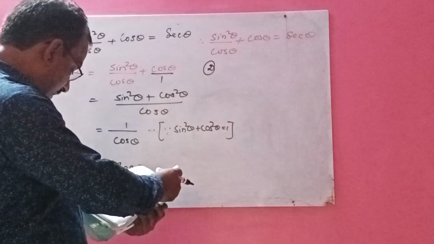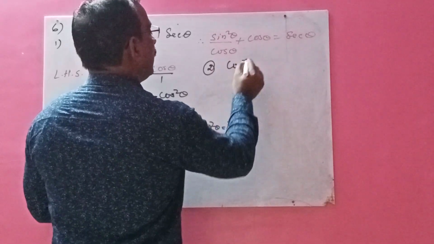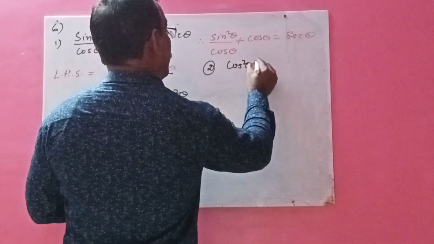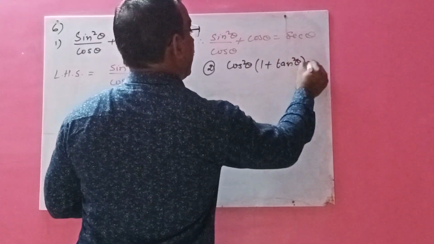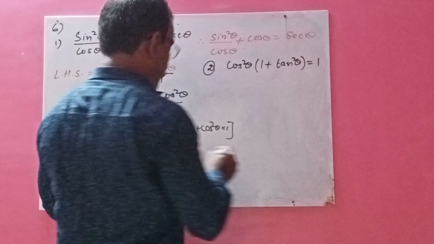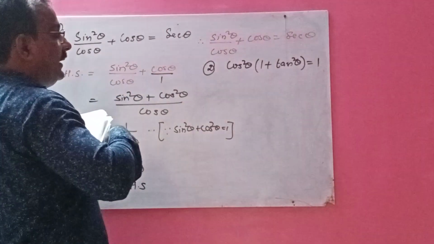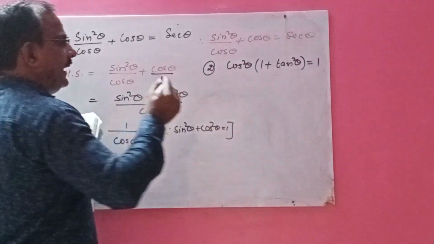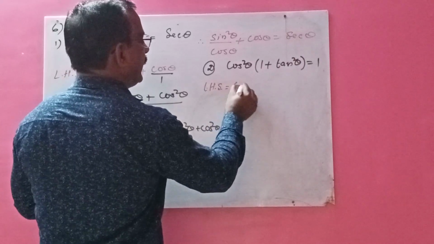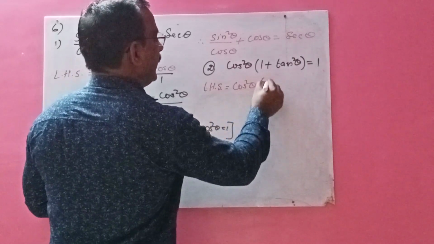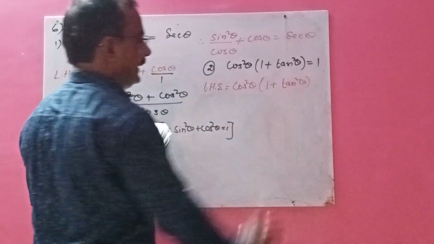Question number 2 is cos square theta into (1 plus tan square theta) is equal to 1. This I have to prove. In this also, there is a complicated part. So I will take the left hand side here. Left hand side is cos square theta bracket 1 plus tan square theta. This is your left hand side.